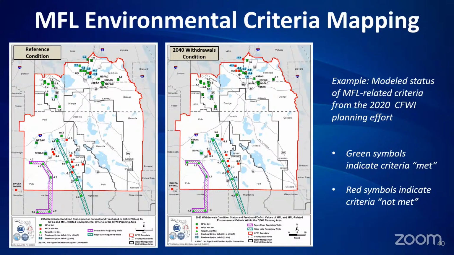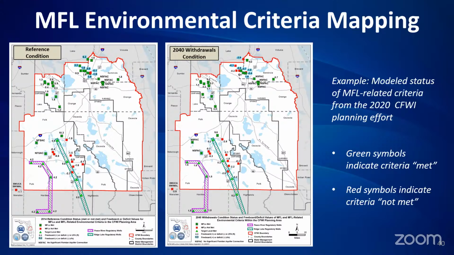This is an example from the previous regional water supply plan showing results from the analyses. In this case, the figure on the left shows information associated with the reference condition that was used for the last planning effort, and the 2040 withdrawals condition, again, that was used for the last planning effort. It shows the locations of the environmental criteria that were assessed, similar to what I showed you earlier.